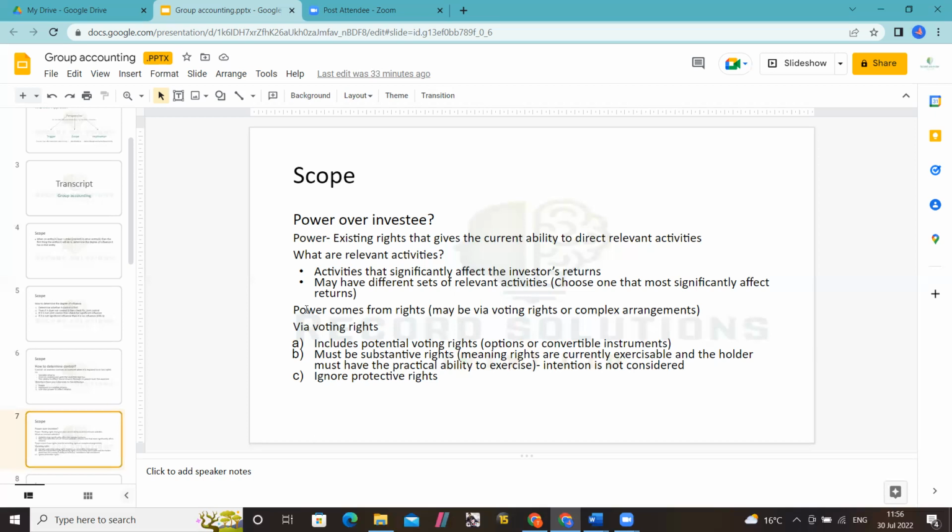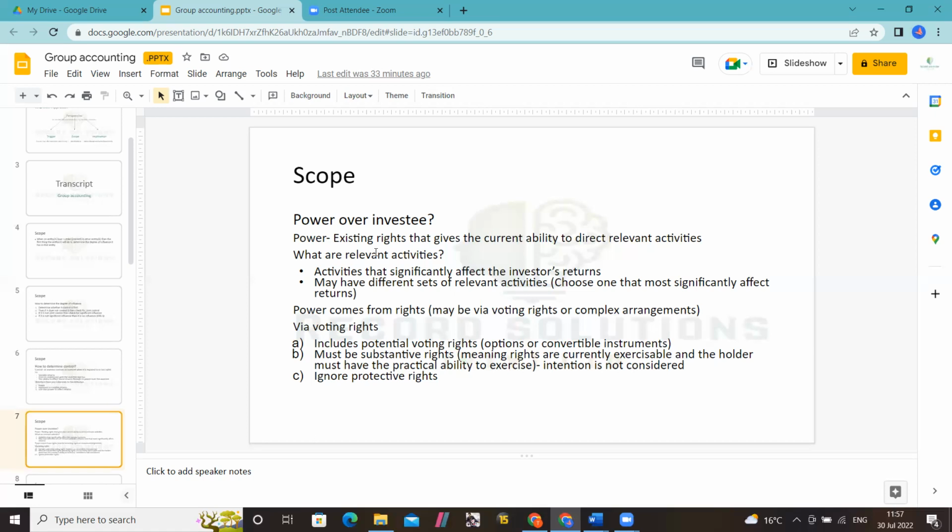Then the second one is that the rights must be substantive, right? Like I said, meaning that they must be currently exercisable by the holder, and the holder must have the practical ability to exercise, right? So let me also give you another example. Let's say the same example, buying 40%, and they gave you these 20% options that you can exercise now. So you can change them now into ordinary shares, 20% ordinary shares to have a 60% stake, right? Meaning that you control the entity, right?